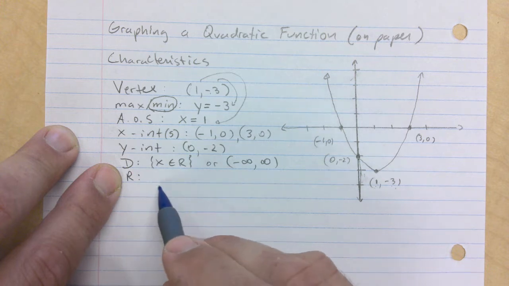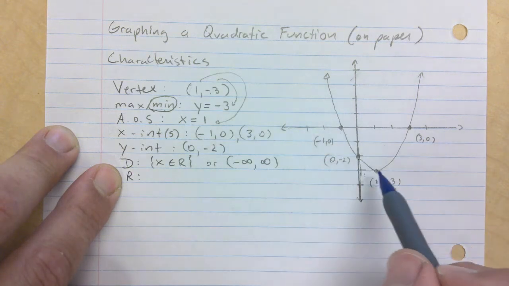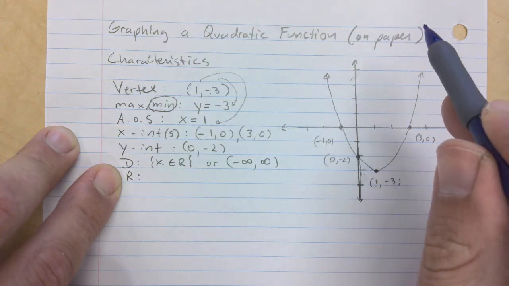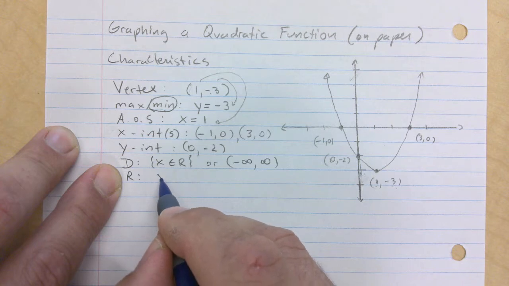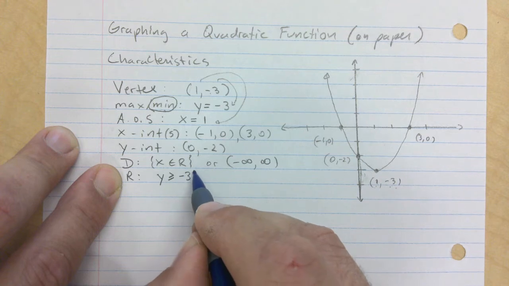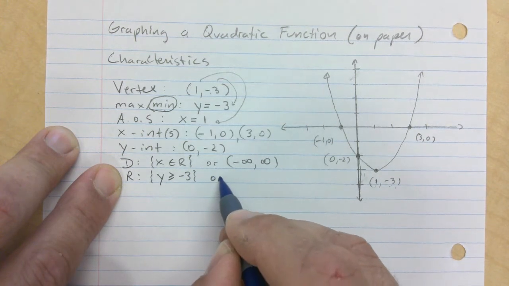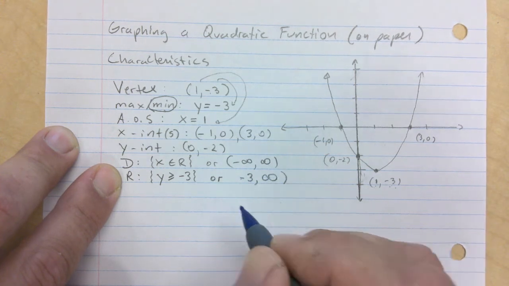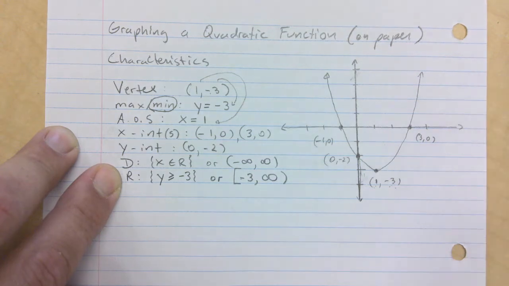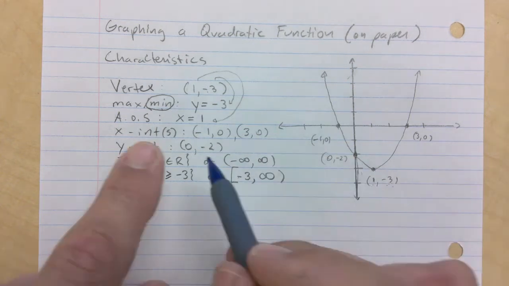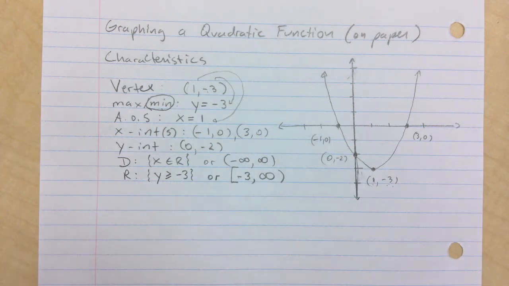What would be my range in this case? It's pointing up. So there's a low point, the lowest point, and then it goes up from there. So y is always going to be greater than or equal to -3. Squiggly brackets, or you start with -3 and you go to positive infinity, like that. So I could give you a graph. You're supposed to extract that information, the characteristics of it, that way.